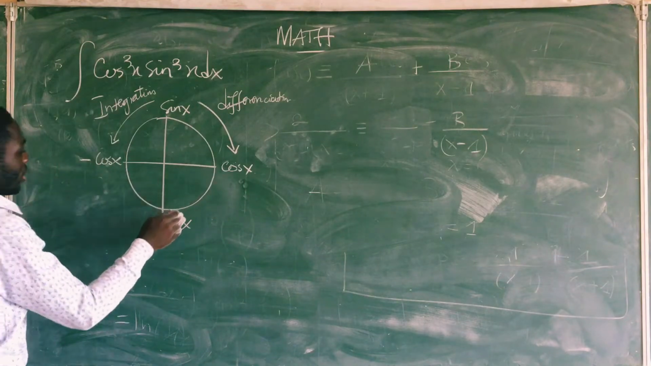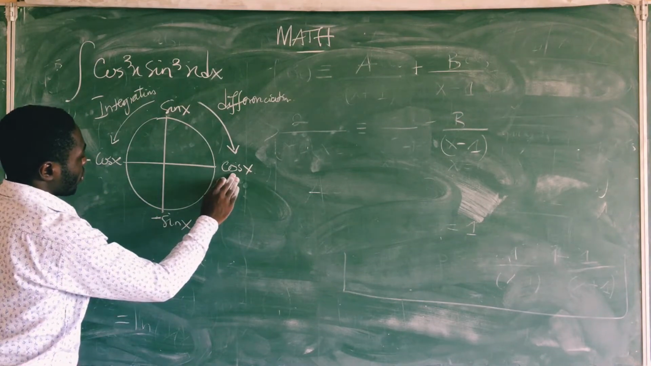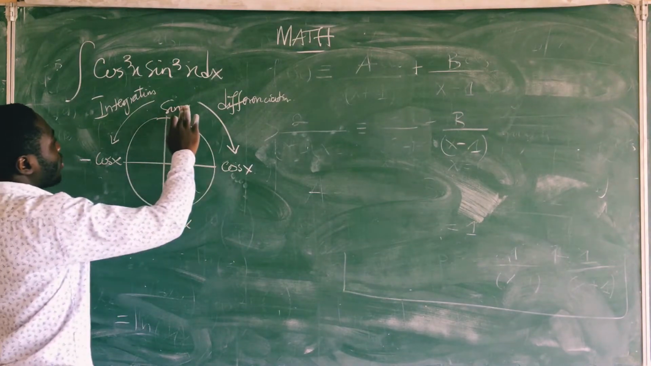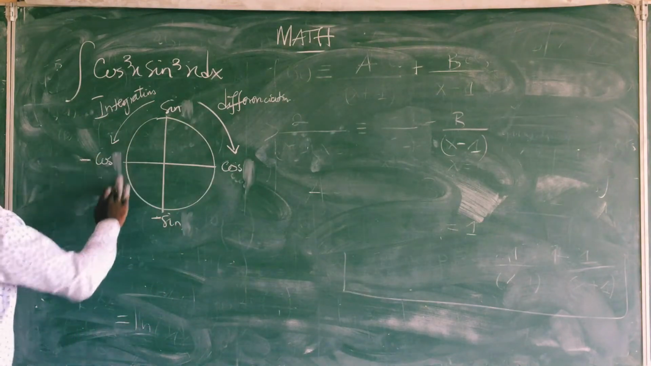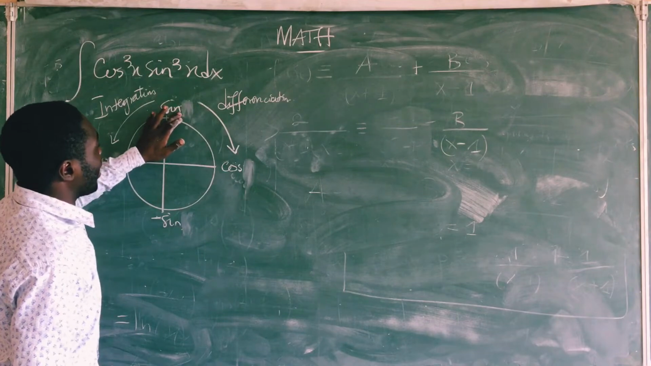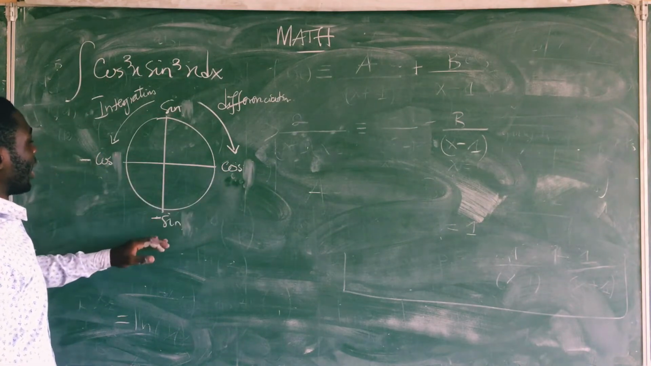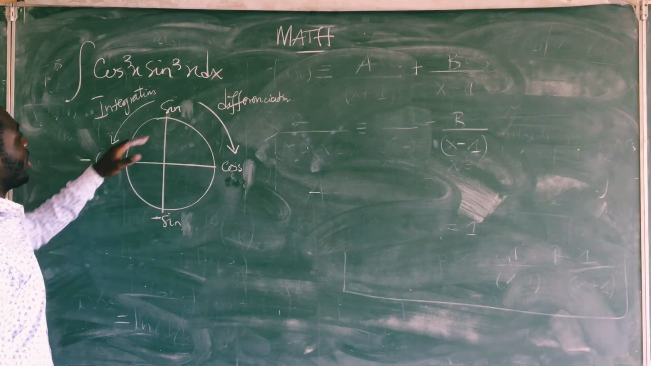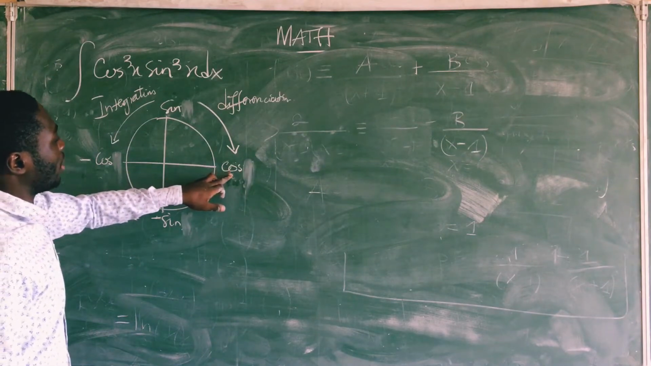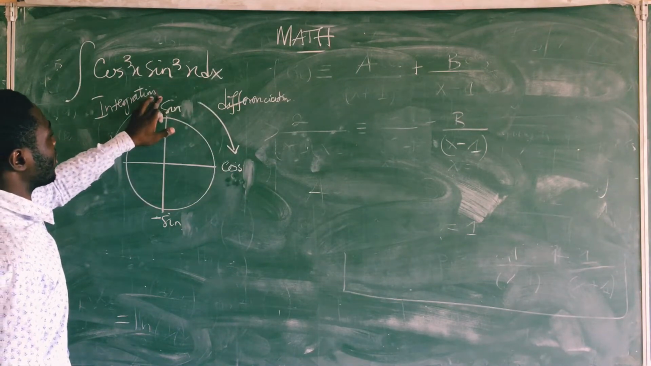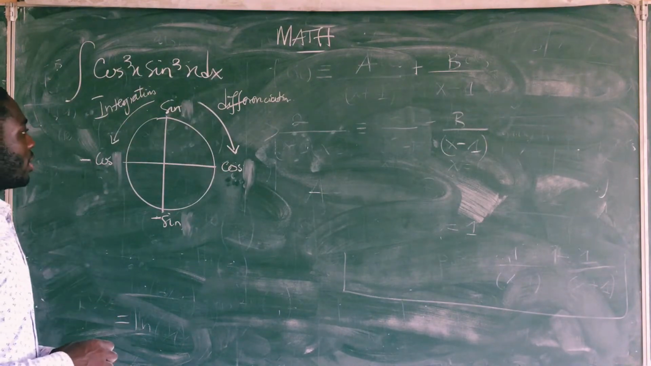So if I differentiate sine x, I'm going to have cos x. If I differentiate cos, I'm going to have negative sine. But I would like to just remove this x to know that when you differentiate sine, you are going to have cos. If you differentiate cos, you have negative sine. And if I differentiate negative sine, I of course have negative cos. Now if I integrate sine, I have negative cos. If I integrate cos, I'm going to have sine. So going anti-clockwise is integration, clockwise differentiation.